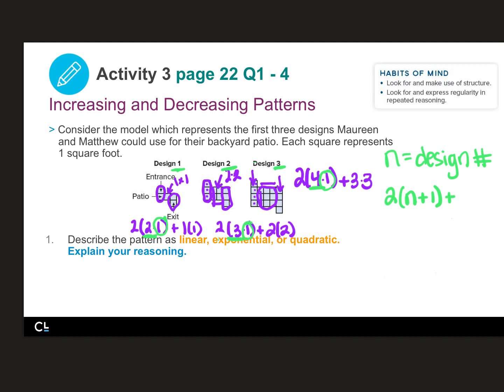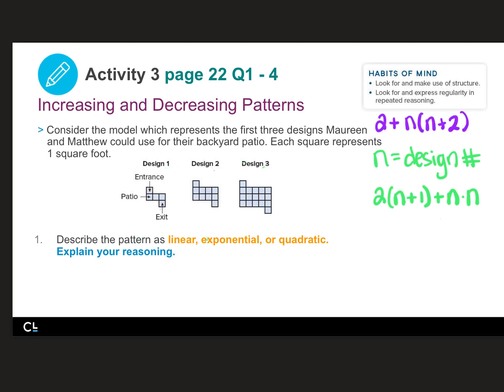And then for our squares, for design 1, it was a 1 by 1 square. Design 2 had a 2 by 2. Design 3 had 3 by 3. So I'm noticing that that is the design number times itself. So now if we compare the 2 expressions that we wrote, this purple one up here is the first one that we wrote, and this green one is the second one.